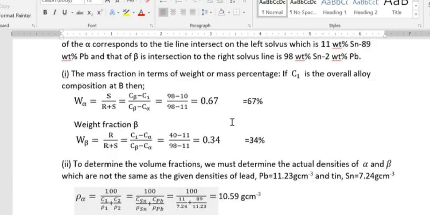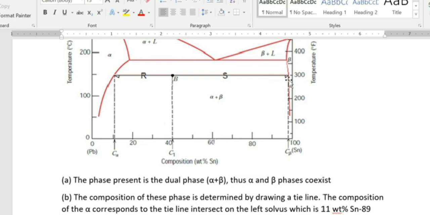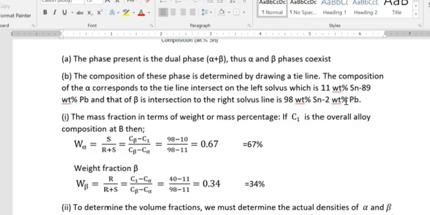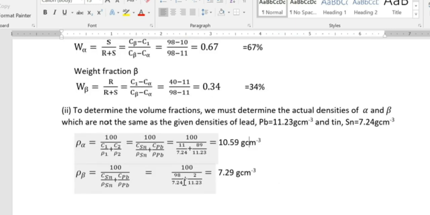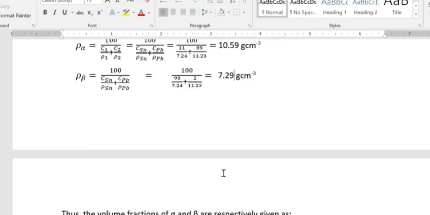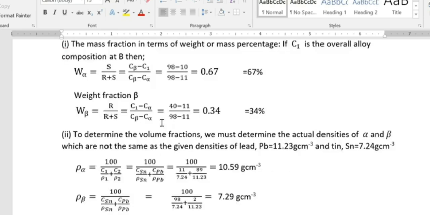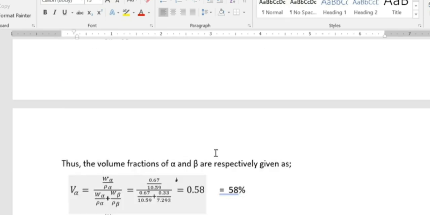And secondly, that of beta is within this region. Can you see? This is our actual beta, which is 98% by weight tin and 2% by weight lead. So whichever one you pick, 98% by weight tin over density of tin and 2% by weight lead over density of lead. And so this is our density of beta. And then we can finally substitute in this equation, right? We are determining our weight of alpha and weight of beta, isn't it?